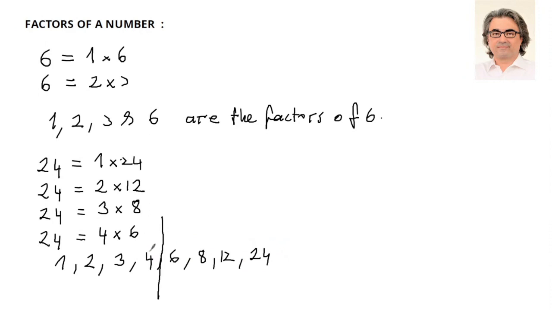But why did I stop here at 4? Why? I should stop somewhere. So 24 is divisible by 1, 24 is divisible by 2, 24 is divisible by 3, 24 is divisible by 4, and I should pay attention after 4.